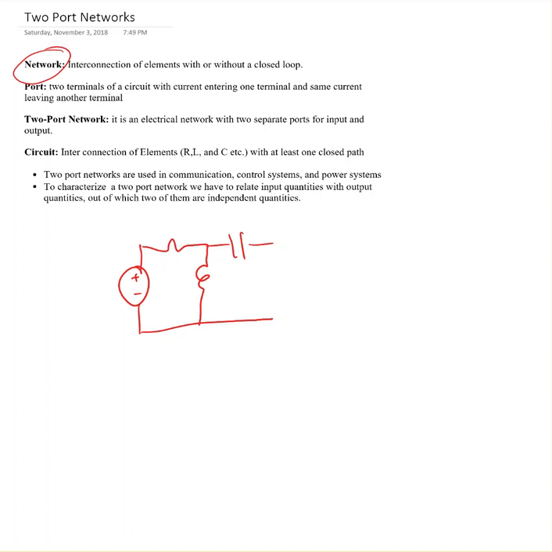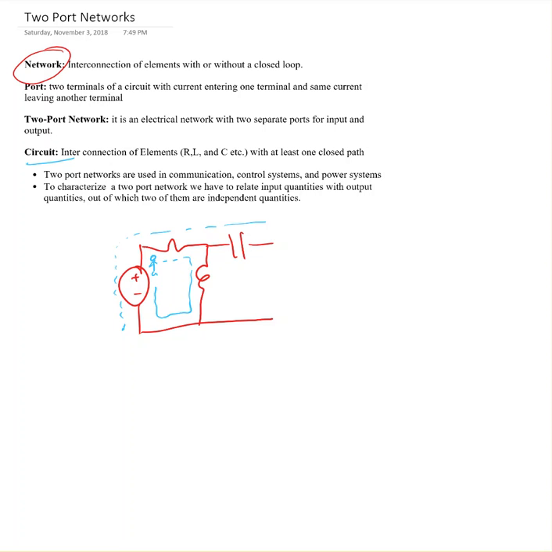A network is nothing but, if you look here, your starting point and ending point are different. I mean, you cannot come back to the same starting point without touching any element more than once. That's called a network. Whereas a circuit is an interconnection of elements with at least one closed path. So start from here, come back to the same point without touching any element more than once. That's called a circuit. A network is just an interconnection of elements, and need not have a closed path.